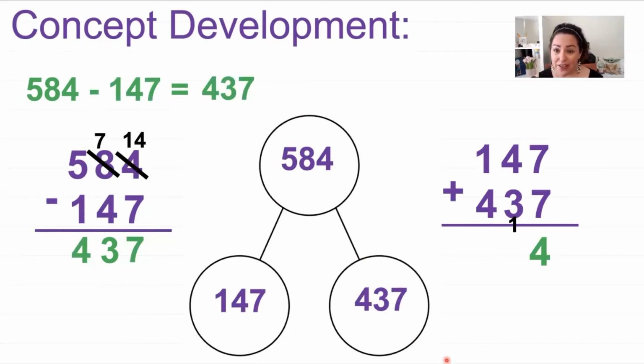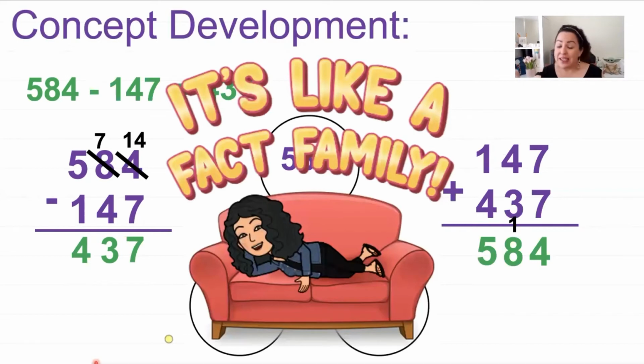Let's go ahead and add our tens now. I have 4 plus 3, and let's not forget our new groups below, and that is 8. And then I have my hundreds. I have 1 plus 4, and that is equal to 5. And look at that. My answer is 584. If I look at my number bond, all of my numbers match. I have 584 right there in my whole. So it's like a fact family. So let's not forget to check our problems with addition, because subtraction can be tricky sometimes.